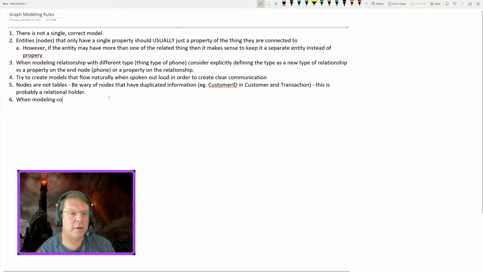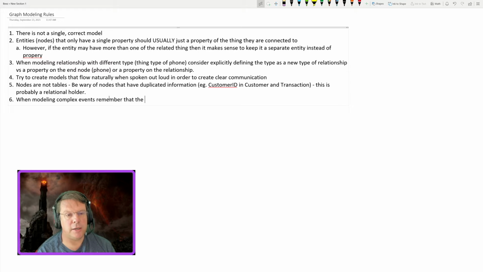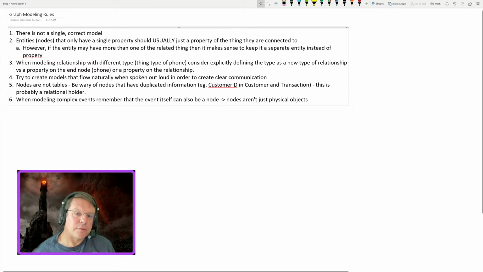When modeling complex events, remember that the event itself can also be a node. Nodes aren't just physical objects. Cool. So you've got a handful of general modeling guidelines we've come up with.